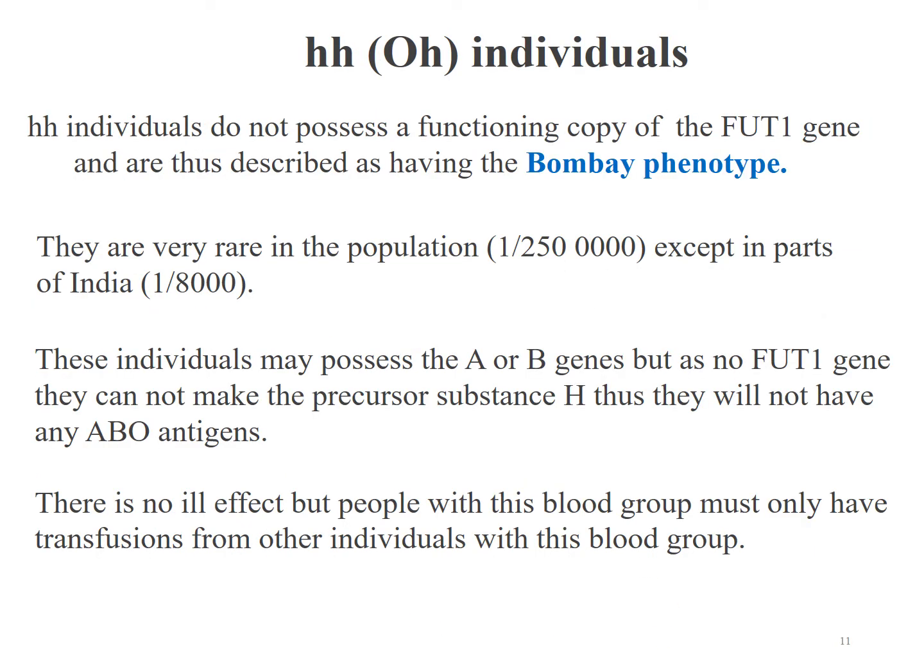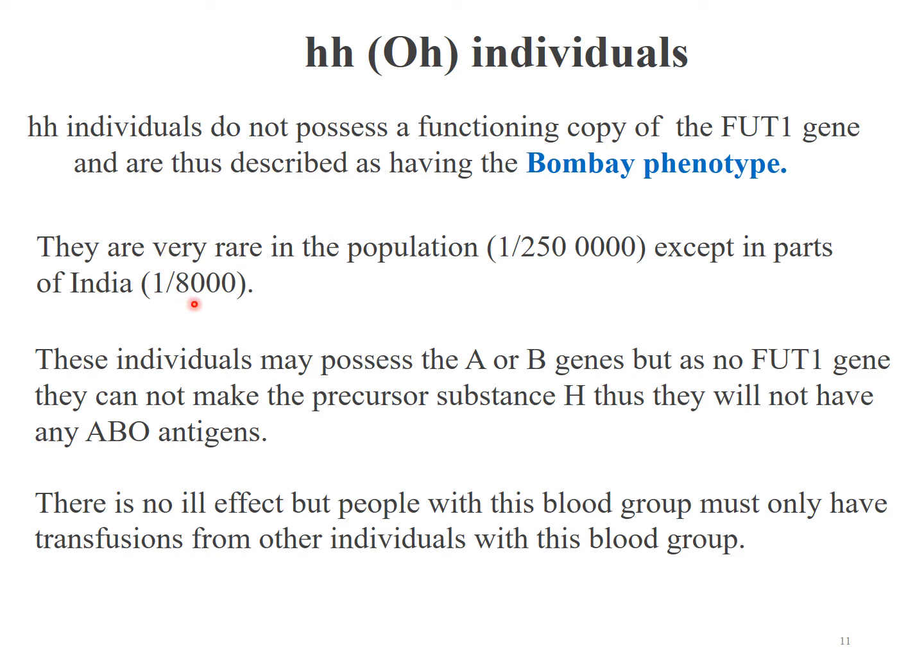Obviously, these people with the homozygous recessive h alleles do not have any functioning copy of the fucosyltransferase enzyme. And because this condition was first discovered in the city of Bombay in India, it is also known as the Bombay phenotype. It is a very rare condition, about 1 in 250,000 within the population. But in certain parts of India, it can be much higher.